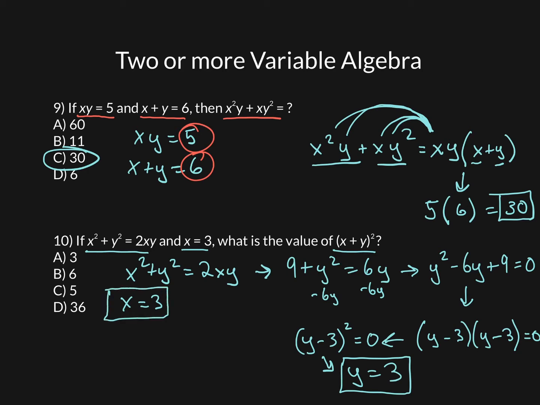Therefore, we can just simply plug that into x plus y squared, which would be 3 plus 3 squared, which is 36. Therefore, our answer would just be D.